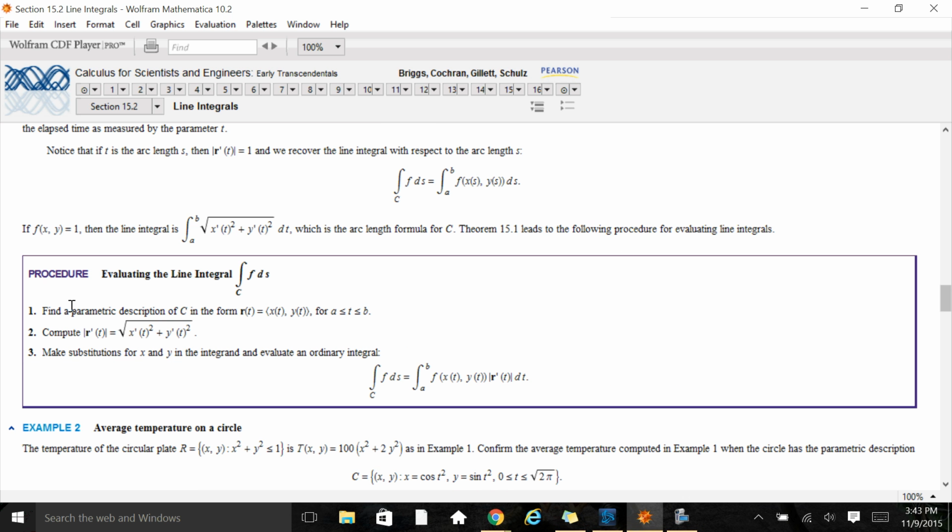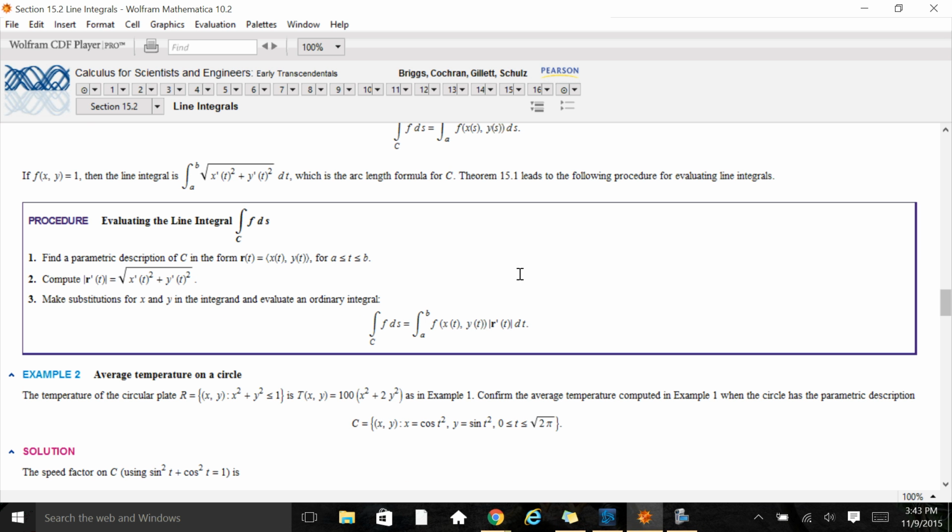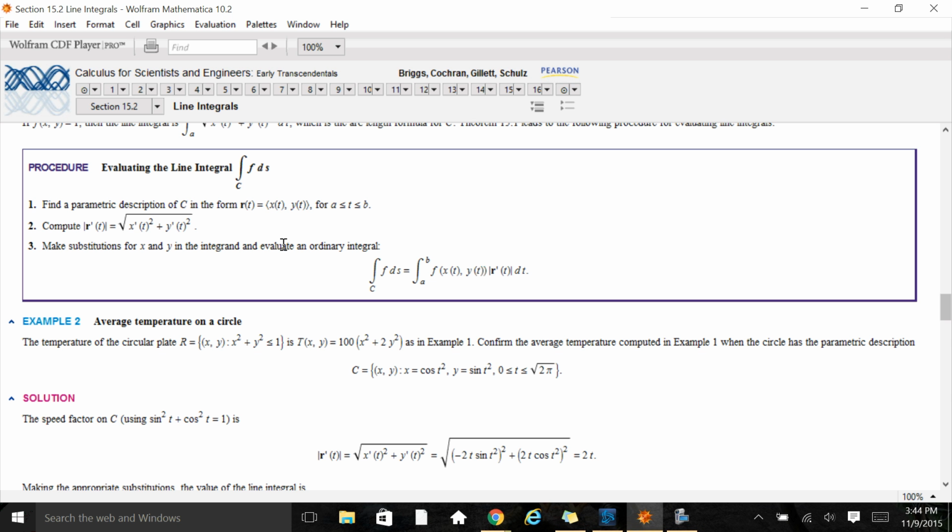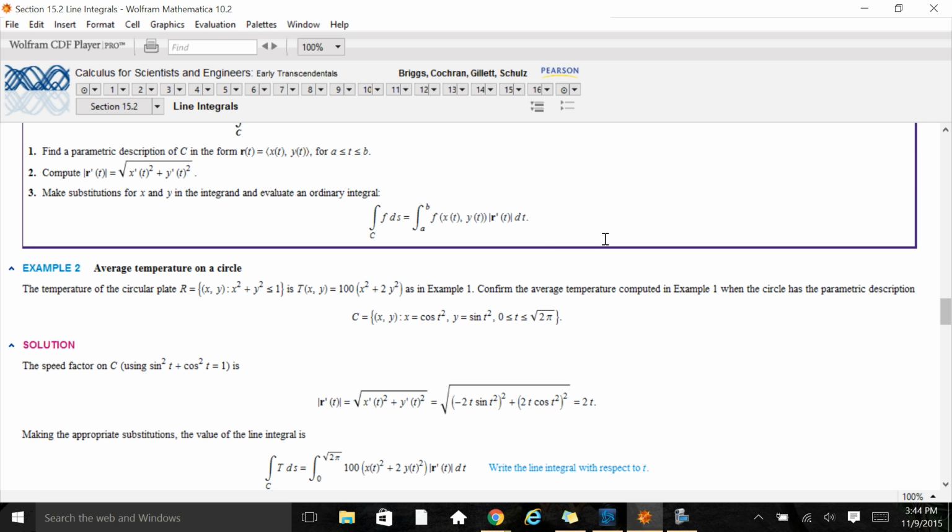So we have a procedure then. If we want to do this, we have to get a parametric description of our curve. Sometimes it's given to us, sometimes it's not. We have to compute this magnitude of r prime of t. That's like a speed factor that we have to get. That's x prime of t squared plus y prime of t squared, take the square root. We make the substitutions and we evaluate this plain old integral that we already know.